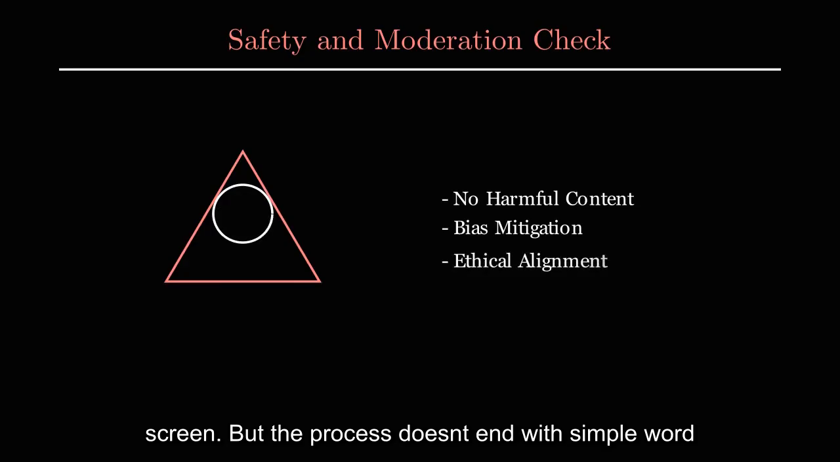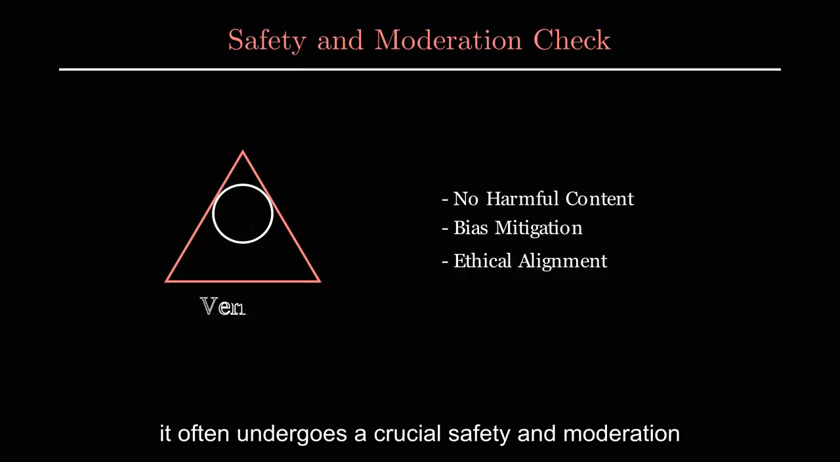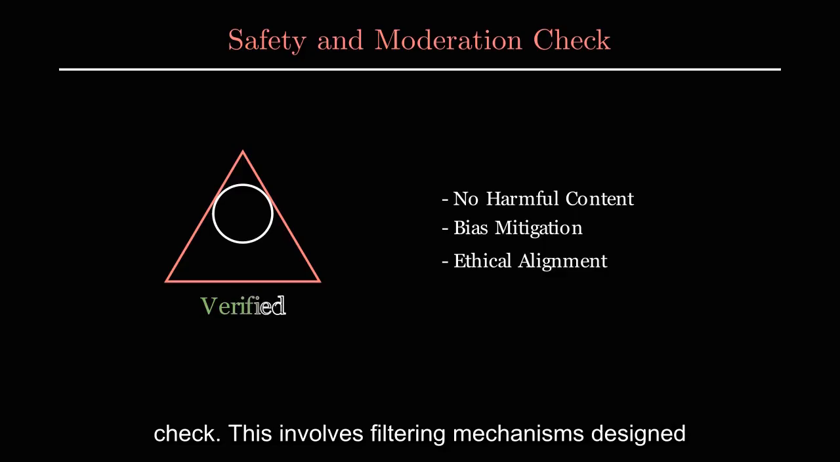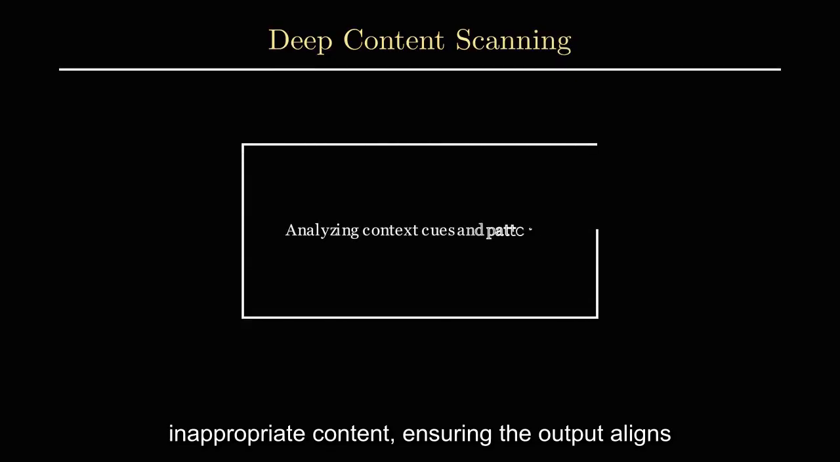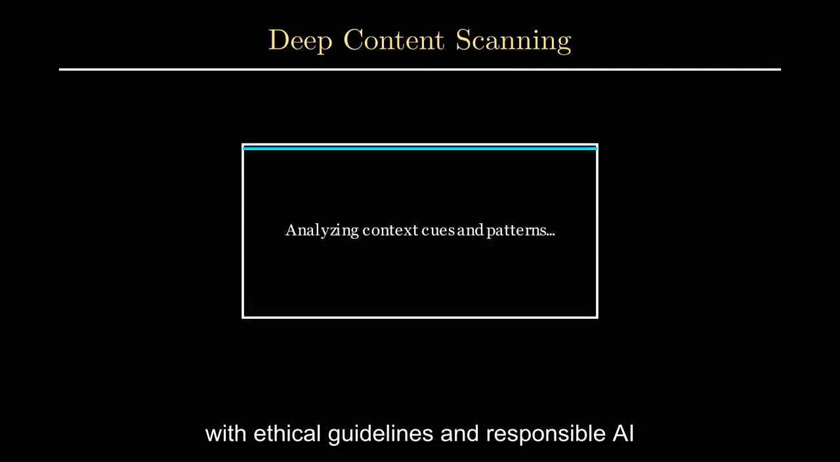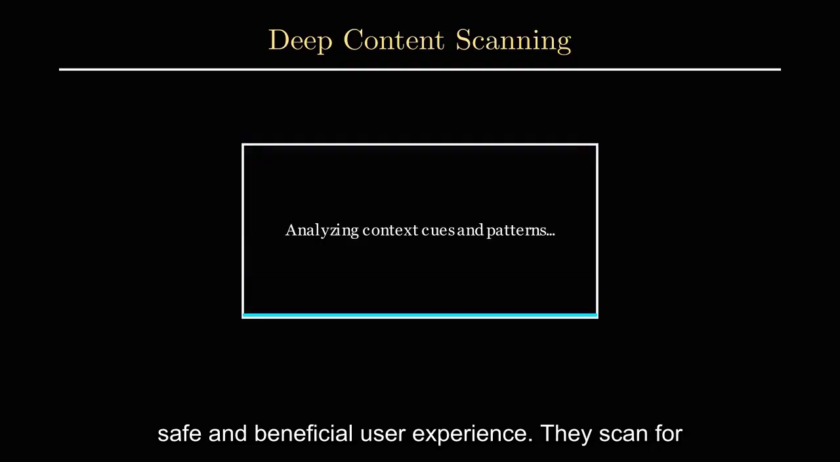But the process doesn't end with simple word generation. Before the response is presented to you, it often undergoes a crucial safety and moderation check. This involves filtering mechanisms designed to prevent the generation of harmful, biased, or inappropriate content, ensuring the output aligns with ethical guidelines and responsible AI principles. These checks are vital for maintaining a safe and beneficial user experience.